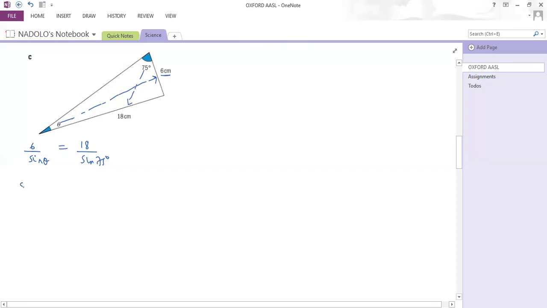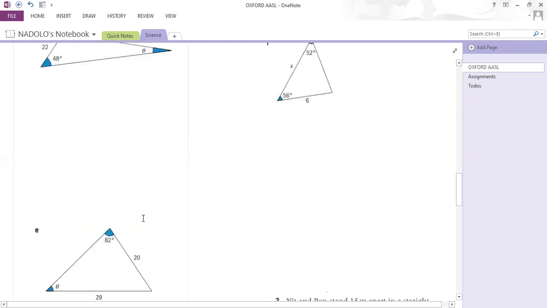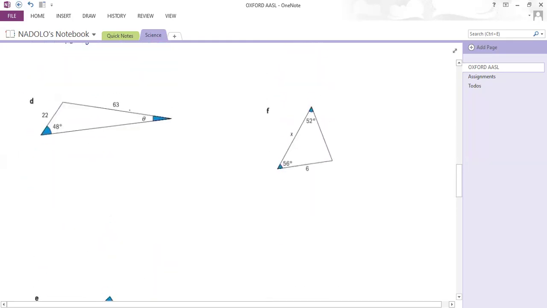So the same thing here, to obtain sine theta, you have to multiply. You multiply 6 and sine 75, then you'll divide by 18. And then if you want to find theta, you're going to do sine inverse of the answer you obtain at the top, 6 sine 75 divided by 18. And if you use your GDC, you'll be able to get your theta as 18.8 degrees. That's C. Let's go to D.